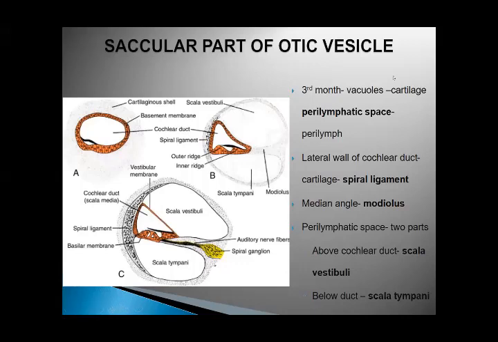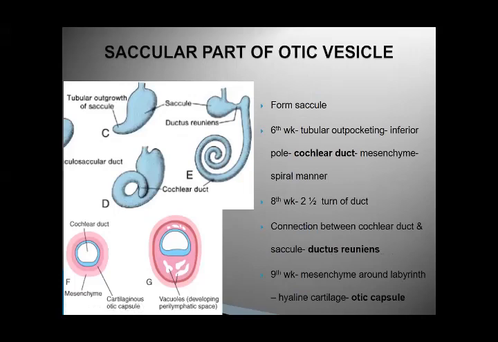हम बात कर रहे थे इस space की. This space between the cochlear duct and the surrounding mesenchyme. On the outside, तो मैंने आपको बताया था, cartilage, hyaline cartilage का model develop होता है. ठीक है? This is the space. This is the mesenchyme surrounding the cochlear duct. Vacuoles appear in this mesenchyme surrounding the cochlear duct, and these vacuoles join together to form a space. This space is called perilymphatic space.